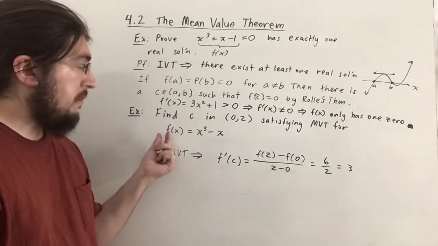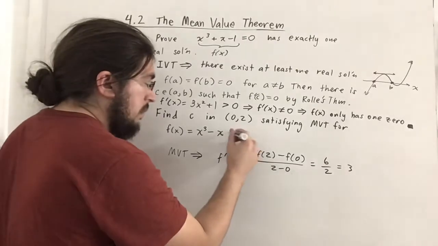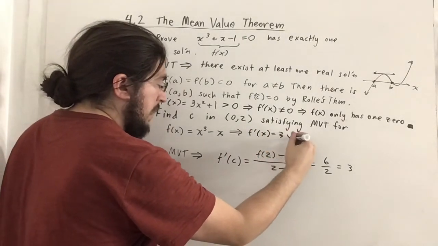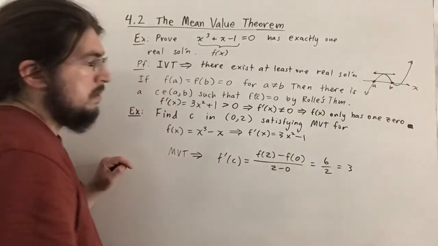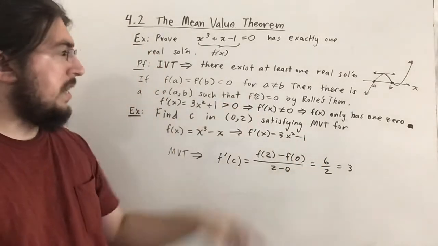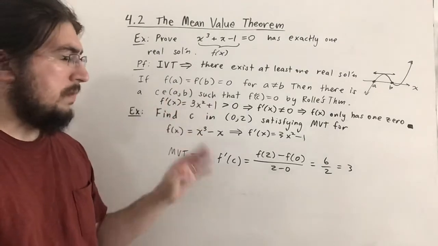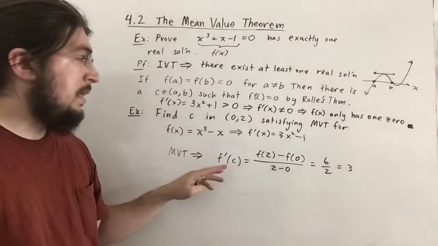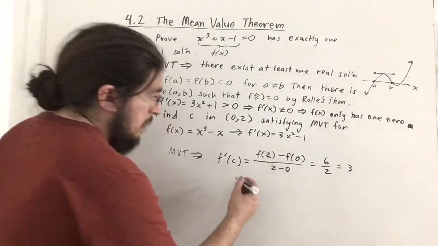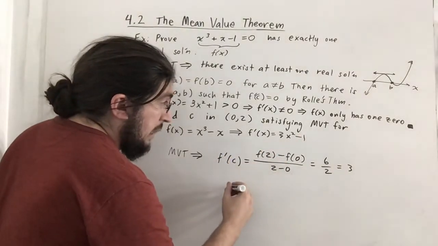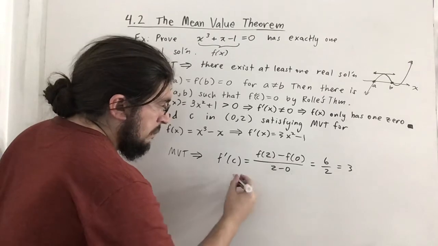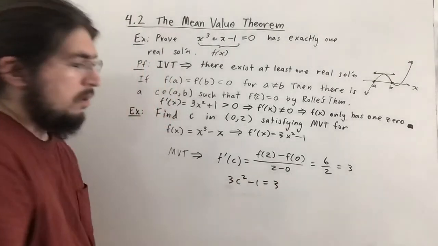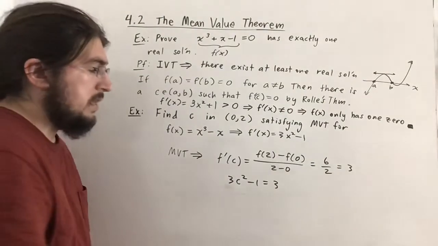So f prime of c is equal to 3, but we know what f is again, right? We know f prime of x is 3x squared minus 1, kind of contrary to what we got here, 3x squared plus 1, but that's coincidence. And here we have f prime of c, so that's just plugging c in for x. So that means that f prime of c is 3c squared minus 1 equals 3. So we're almost done. All we have to do really is just solve for c in this case.